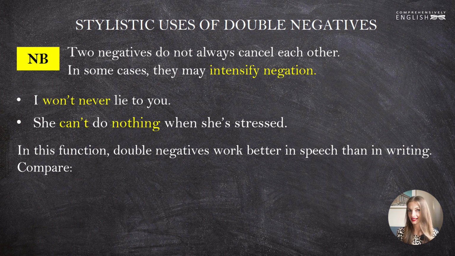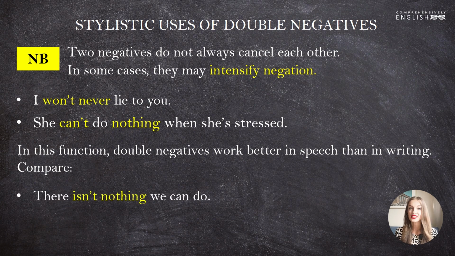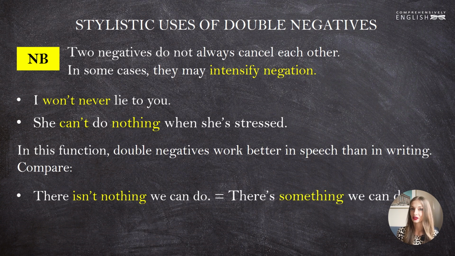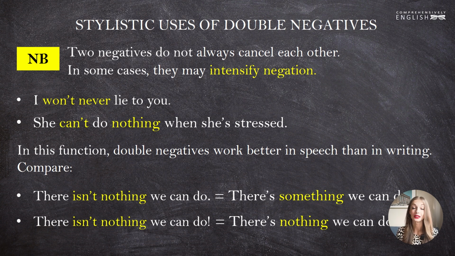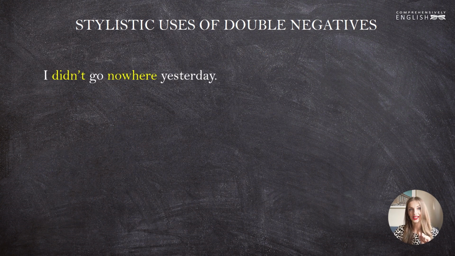Compare these two sentences. I will pronounce them with appropriate intonations. There isn't nothing we can do. The sentence means that there is something that we can do. And this one, there isn't nothing we can do. We can do nothing. So you see, the usage here is very ambiguous. In writing, it totally depends on the context, on the stress and on the emotions that you express when you say this or that sentence. Now look at this sentence. How do you understand it?